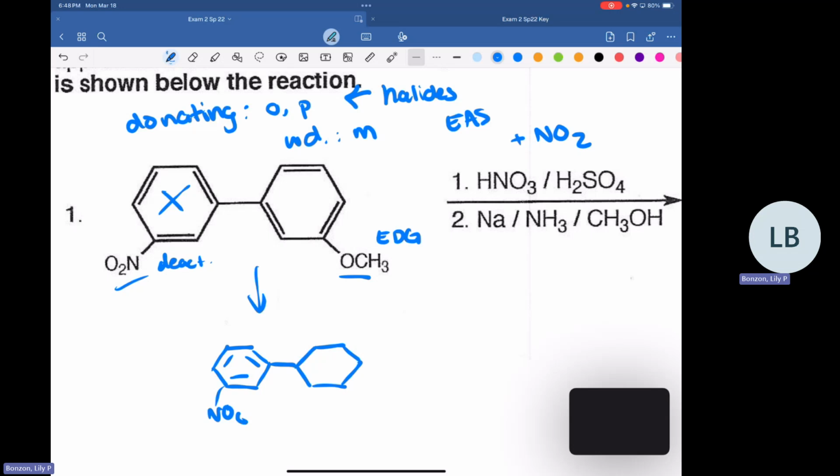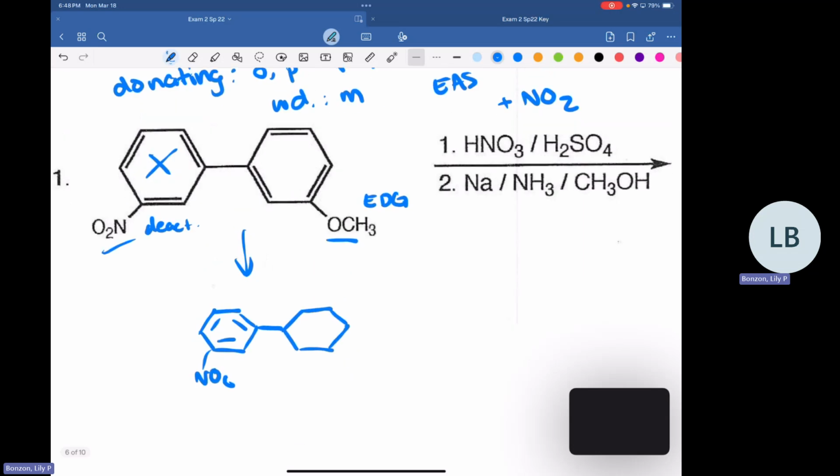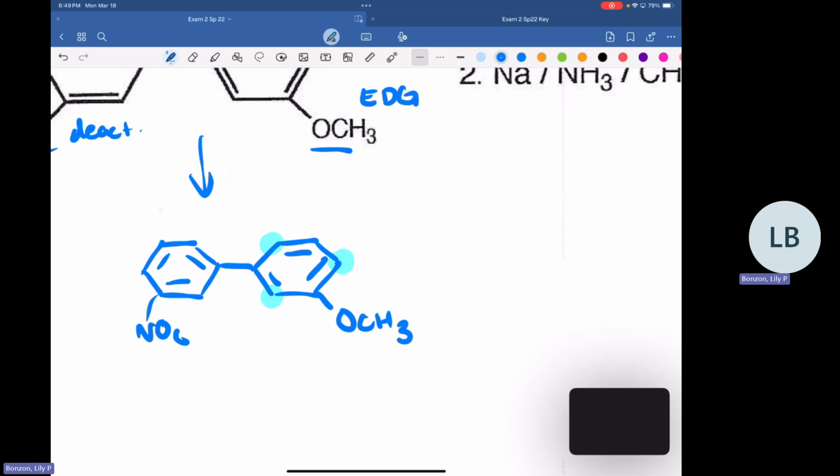But in this case, we just have an OCH3. It's ortho-para directing. And so we can either add our group here, here, or here. Never put a group in the middle of two other groups. That's just going to be too hindered for it to react. So we're not going to put our group in that position.